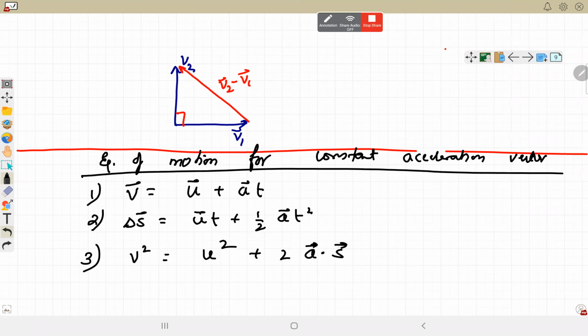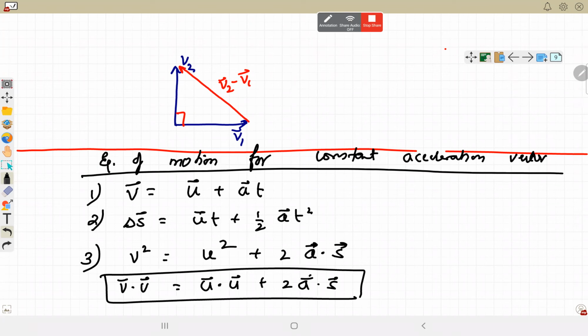Here it should be dot product, because v squared is v dot v. So it is actually v dot v equal to u dot u plus 2a dot s, as long as the acceleration is constant. It can be represented as 2i minus 3j plus 4k. That is fine, but it should be in vector form. There should not be any variable.